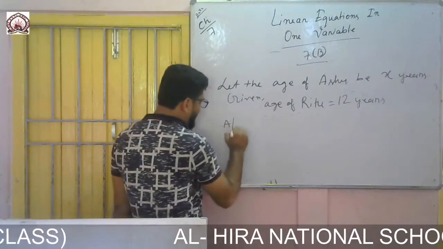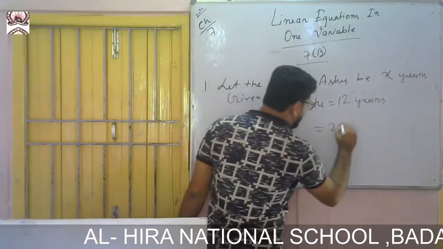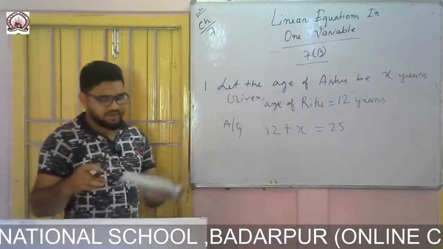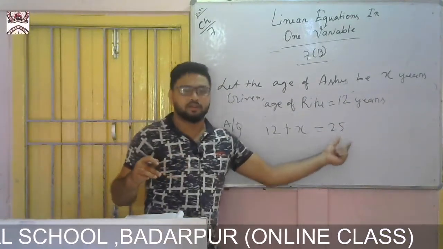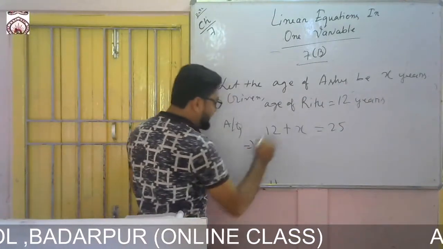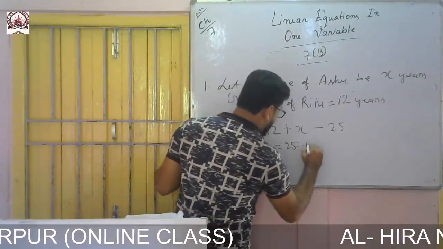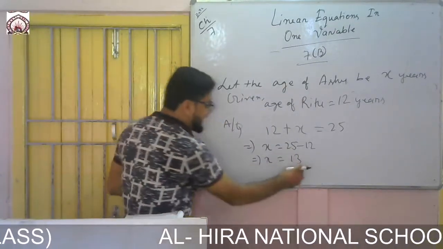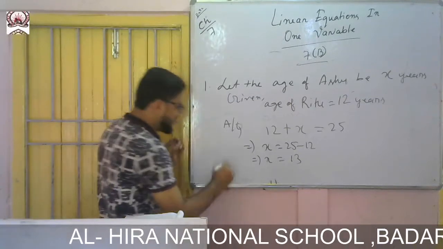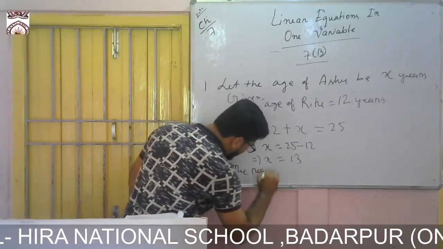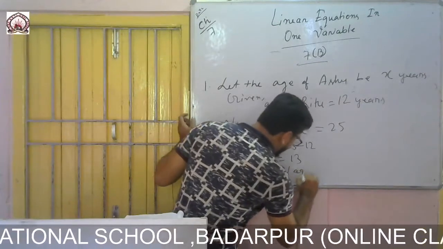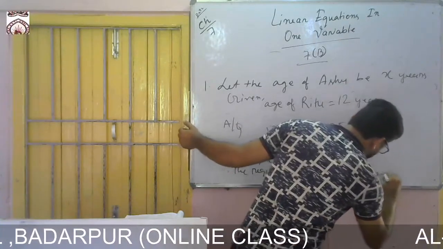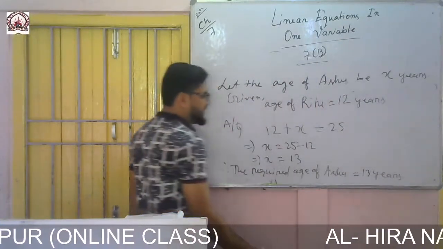Now write according to the question. If I add both their ages, then I shall get 25. So from there you find the value of x. x equals 25 minus 12. So x equals 13. This 13 is the required age of Ashu. Therefore write, the required age of Ashu equals 13 years.